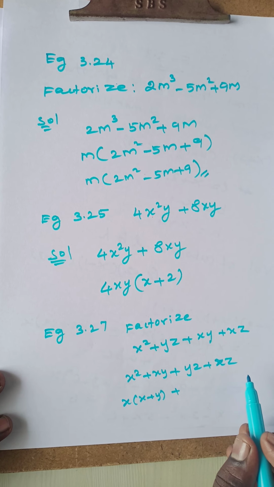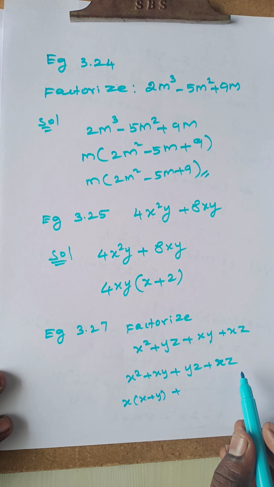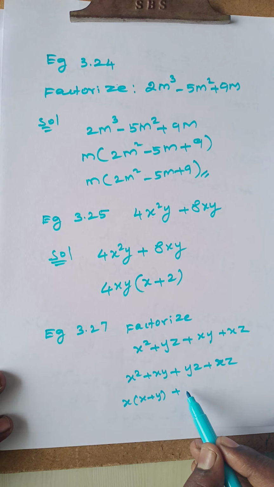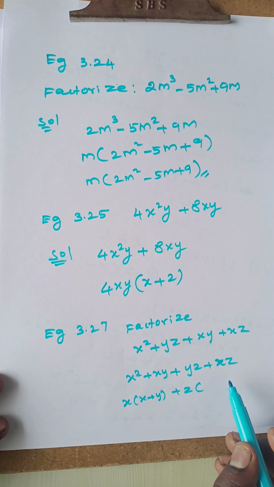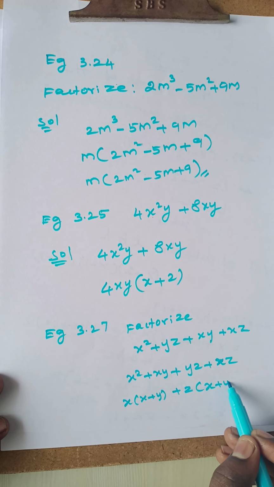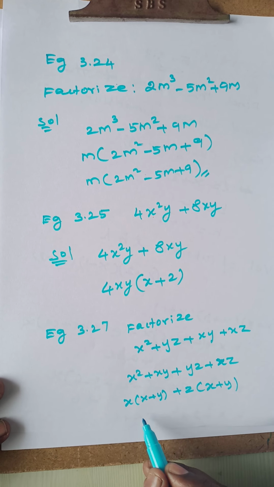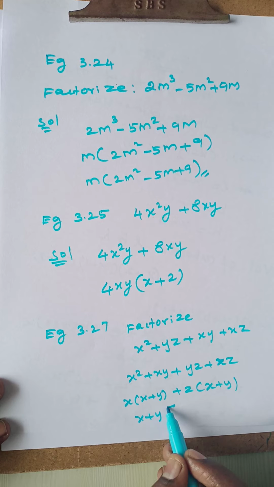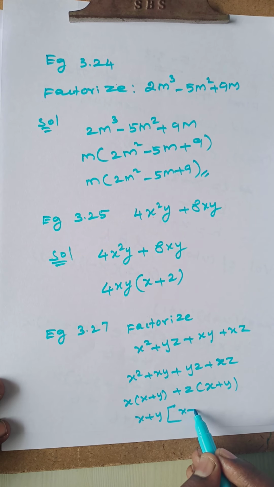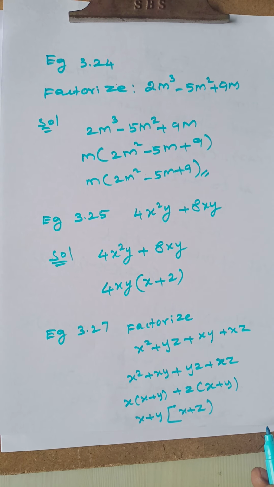From here, what is the common value? z. z you can take out. So what is the value? x plus y. So from this, what is the common value? x plus y. Remaining x plus z.